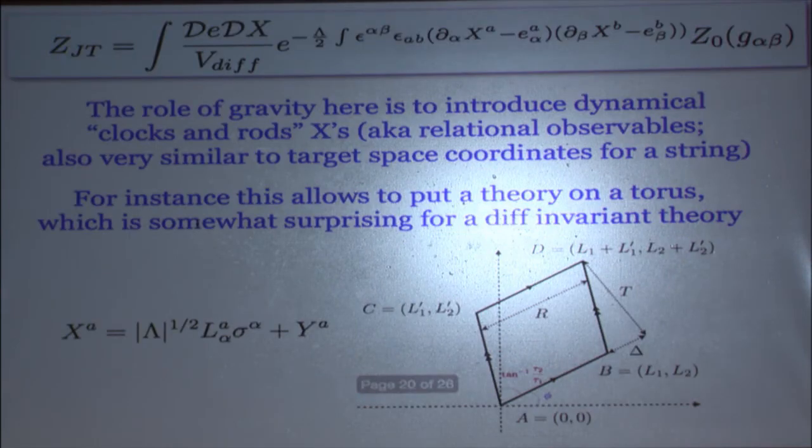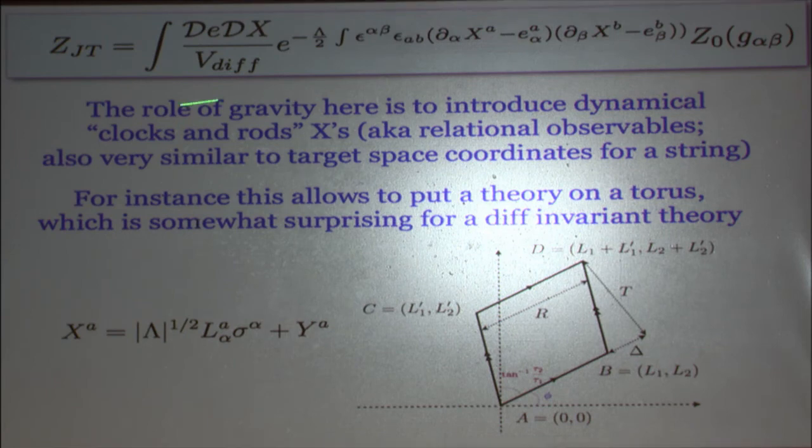To summarize, the full path integral describing the full theory is the path integral of the initial quantum field theory, which you put in some external metric. But then you're supposed to integrate, average, over all these metrics, and also average over these axions. So gravity here is purely topological. There are no propagating degrees of freedom here. Its only role is to introduce physical clocks and rods. These axions you may think of as physical clocks and rods, aka relational observables. They are very similar to target space coordinates for a string. The physics is that one is supposed to use these to measure times and distances.